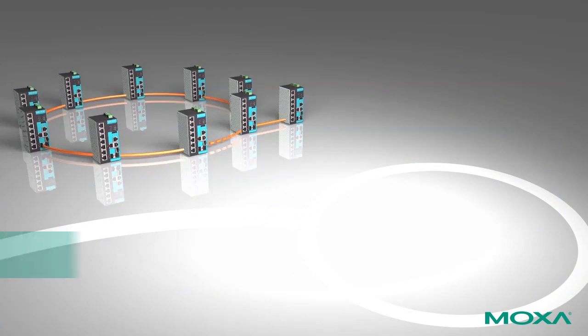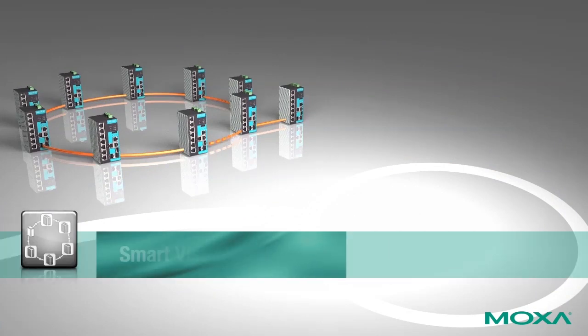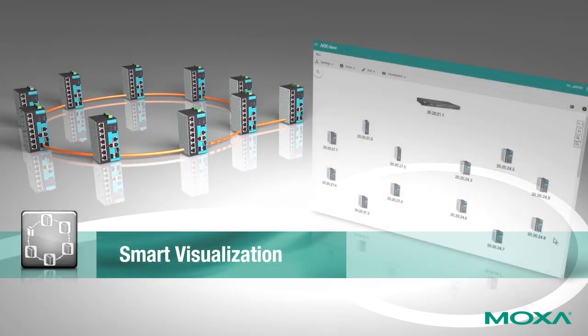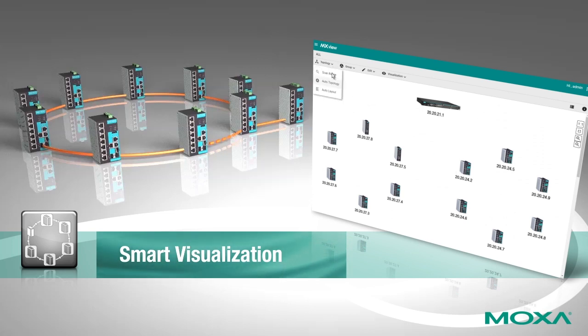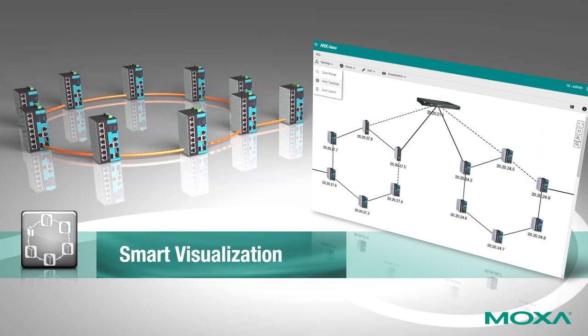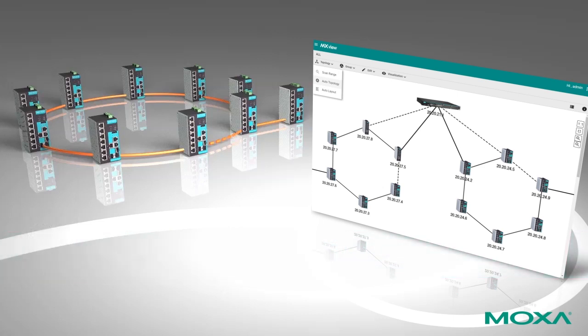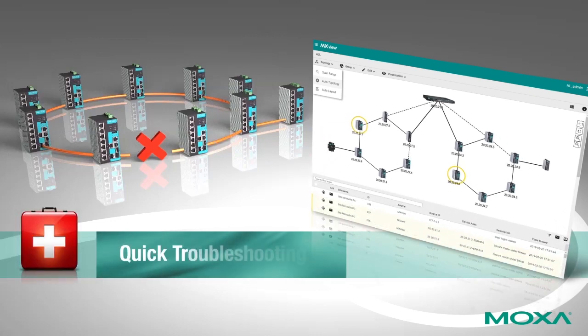MXview is Moxa's NMS, bringing SNMP visualization to industrial networks. MXview renders redundant rings and other topologies in an easy-to-grasp graphical interface that delivers real-time details of network operations. With its intuitive, smart visualizations, MXview speeds up network troubleshooting, immediately displaying any link or device failure on the network in clear, straightforward graphics. And there it is.